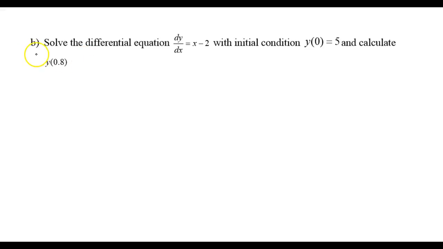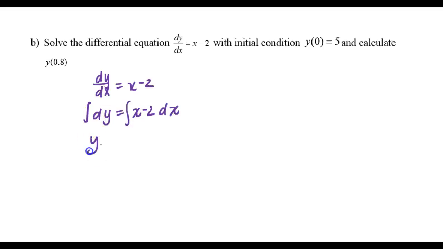So there's a part B to this problem. Now we're going to solve the differential equation dy/dx equals x minus 2 with initial condition y of 0 equals 5, and then we're going to calculate y of 0.8 exactly. We can do this because this is a separable differential equation. So we have dy/dx equals x minus 2. So dy equals x minus 2 dx. And we can integrate both sides.